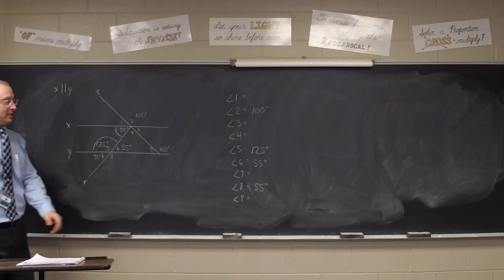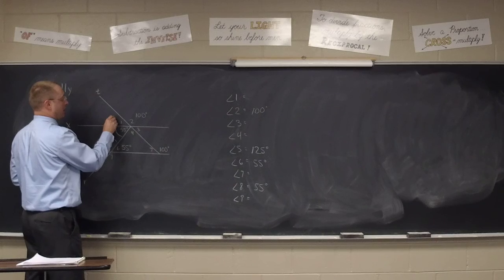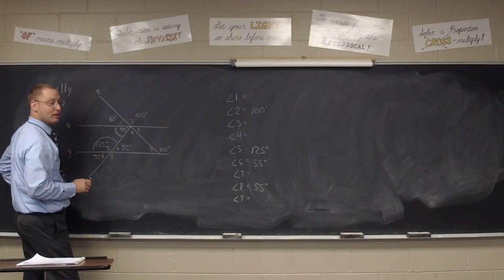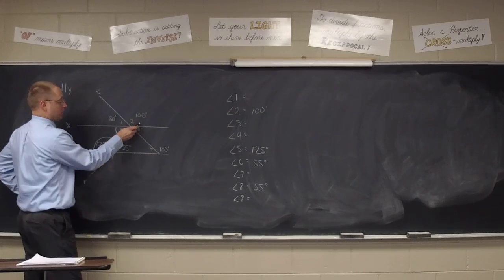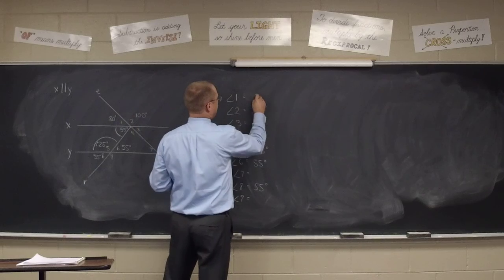Let's see, Brecken. You're a junior. You're up next. Angle 1 equals 80 degrees. Okay, how did you get 80 degrees for angle 1? Angle 1 and angle 2 make a straight angle. If angle 2 is 100, then angle 1's got to be 80 degrees.